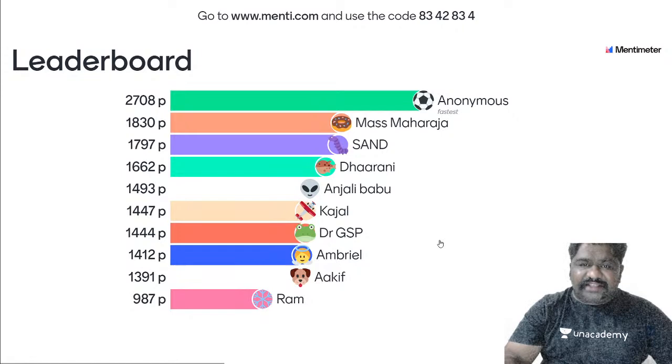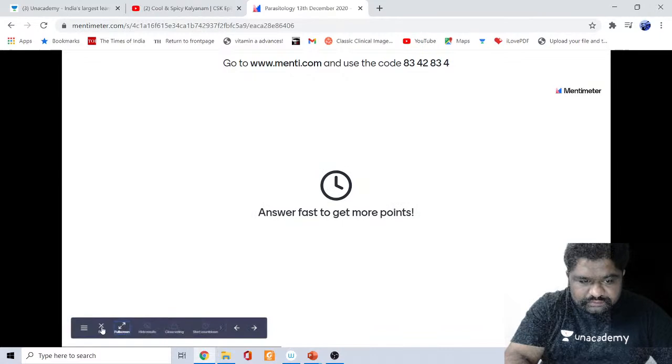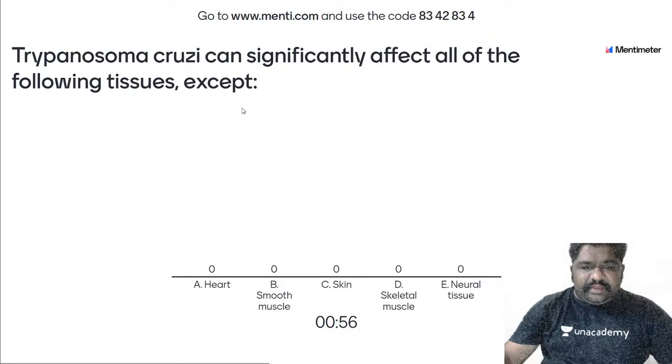So let's go for the fourth question of the day. Start, people. Trypanosoma cruzi can significantly affect all the following tissues except. Thank you, Deepesh Karki. You are an amazing student. Thank you for being very supportive and kind. Trypanosoma cruzi can significantly affect all the following tissues except. Is it heart, smooth muscle, skin, skeletal muscle, or neural tissue?